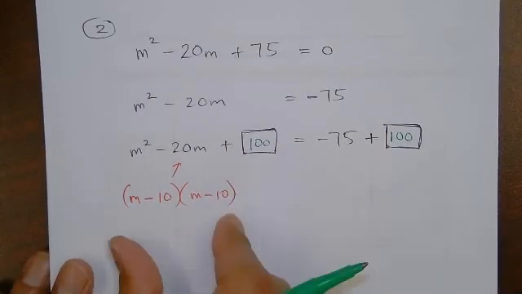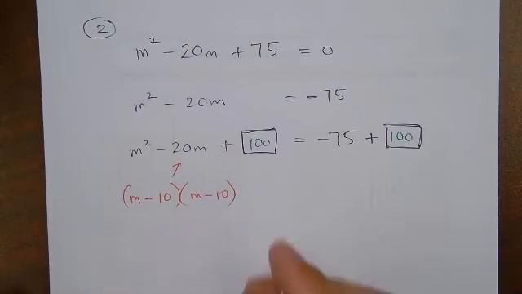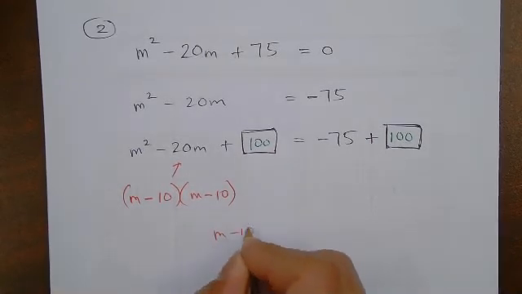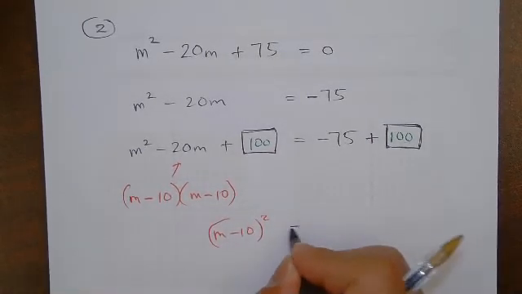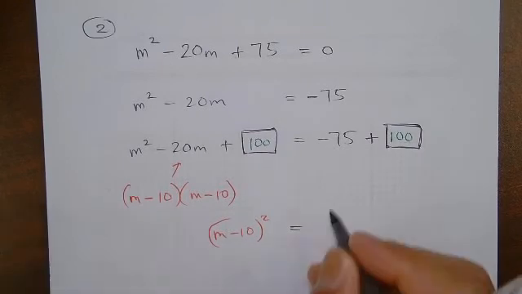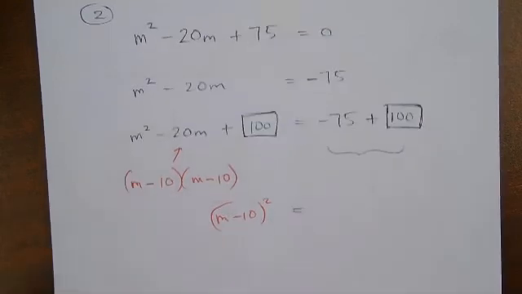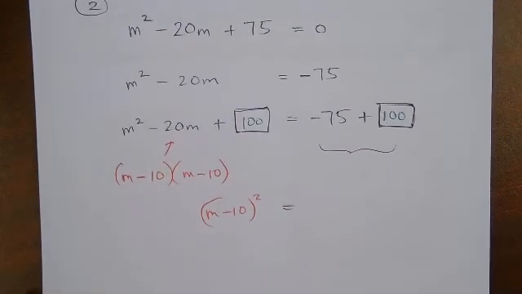So you figured out what the completed square is. You have to add this number to make this happen. So what's left on this side of the equation? M minus 10 squared equals, and then you figure out what that's going to give you. What's that going to give you? 25, right? 25.